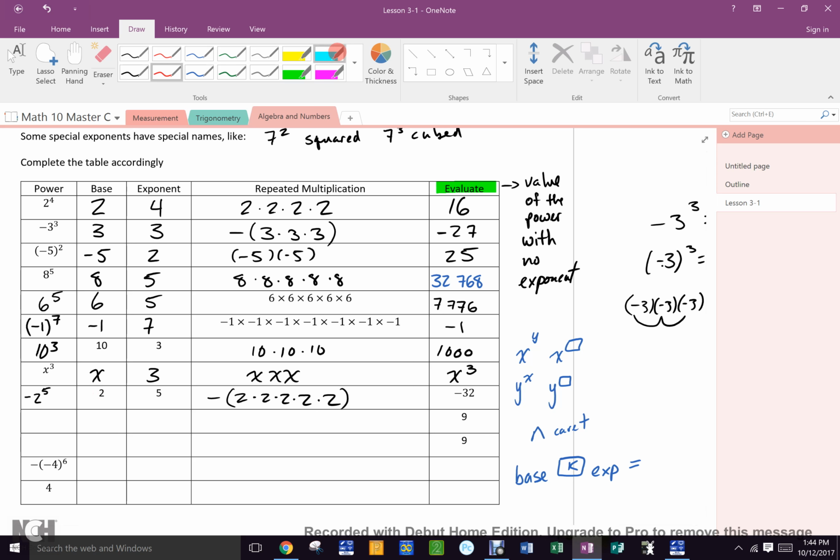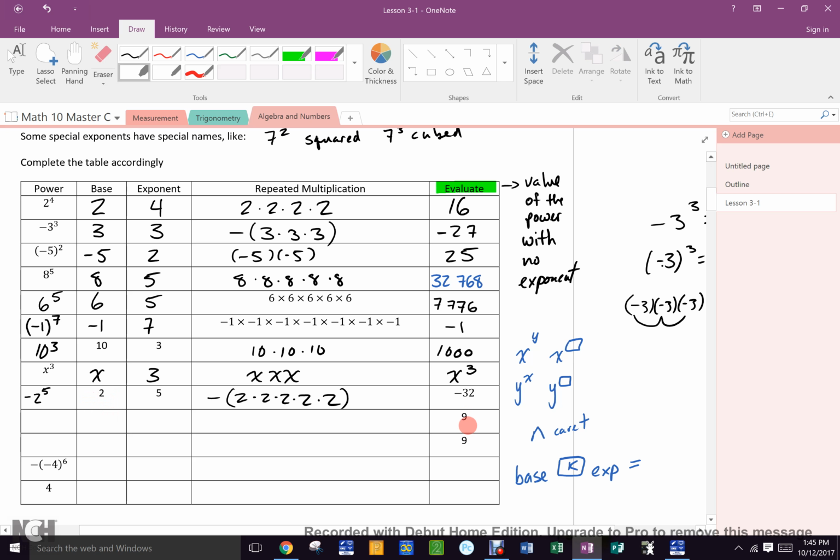But what if I did this, Aiden? What if I took away that base? Now, is there another way you could write it? What could you make the base? -2, written how? In brackets in the power. Because then the negative would repeat. And since the negative was repeated an odd number of times, I would still get -32.